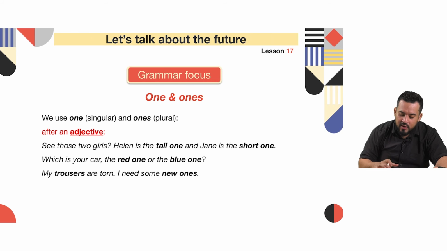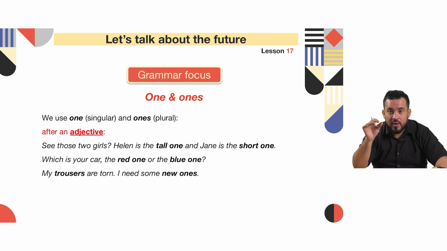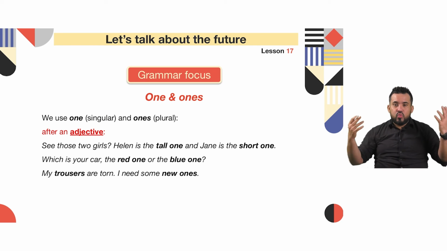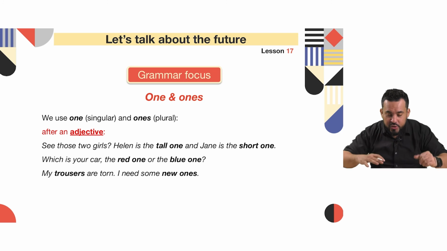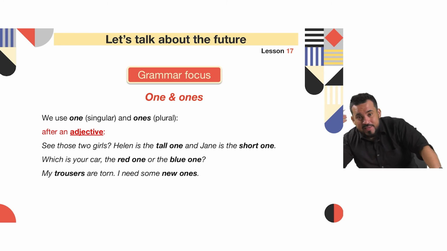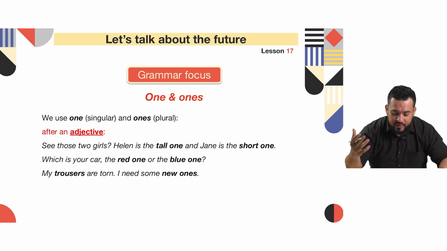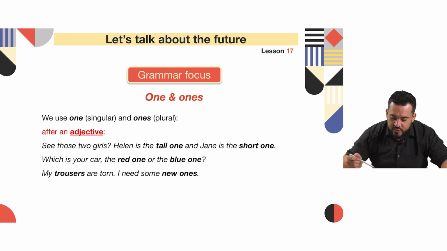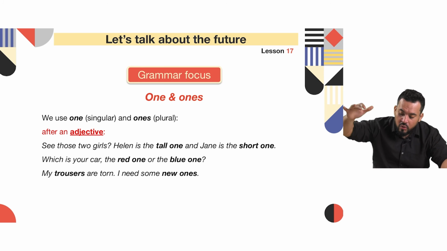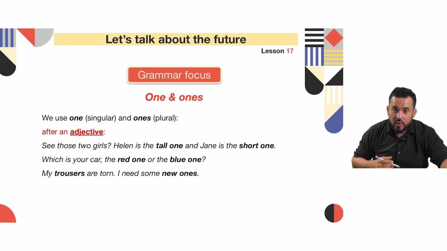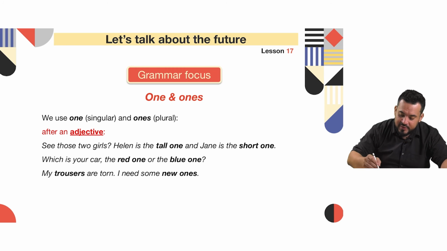We are going to talk about the difference between one and ones. We use one for singular and ones for plural. We know that one means a single, but we can use it for plural after an adjective. Let's take some examples. See those two girls? Helen is the tall one. Jane is the short one. So here we use it after the adjective, and the adjective is short and tall.